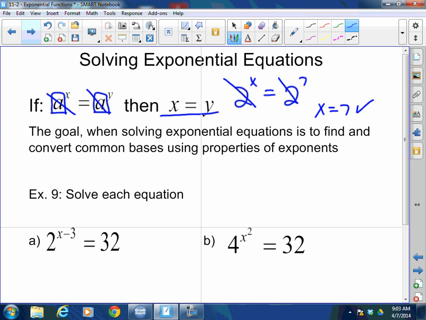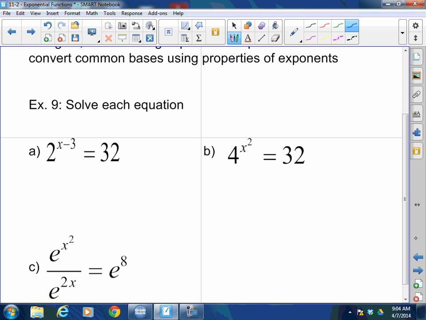When you have a base raised to whatever power, equals that same base raised to whatever other power, you can drop the bases and the exponents will become equal to themselves. The goal when solving exponential equations is to find and convert common bases using the properties of exponents. So let me explain what I'm talking about. I have a base of 2 and I have a base of 32. But if I think about it, 2, 4, 8, 16, 32. Can't I turn 32 into 2 to the power of 5?